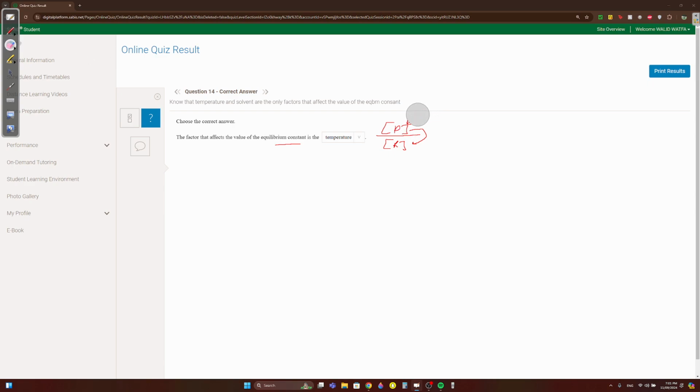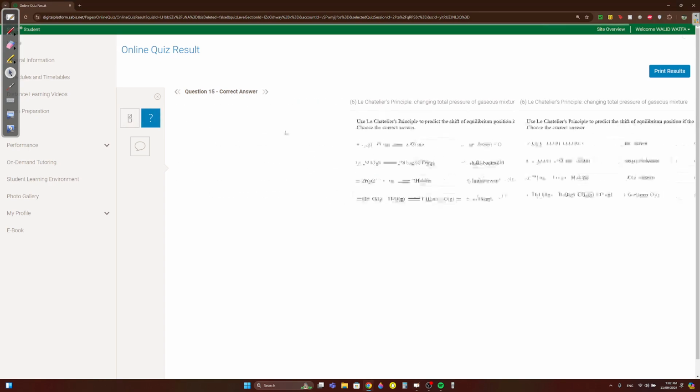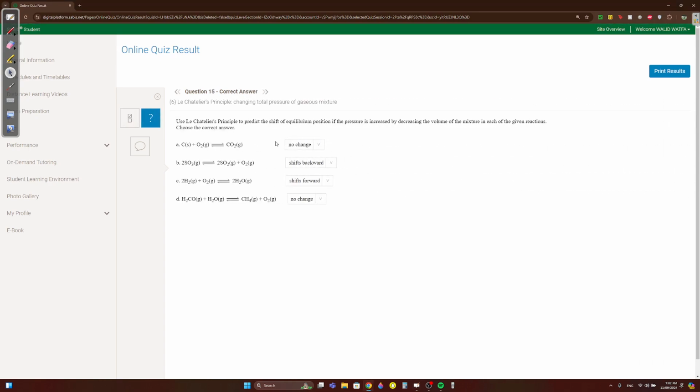So if it favors the reactants, what happens? I'm going to have more reactants, so hence I'll have a smaller equilibrium constant. And why would something be favored? Because I'll be changing the temperature. If it changes the temperature, the equilibrium will shift in some direction. Just memorize it.